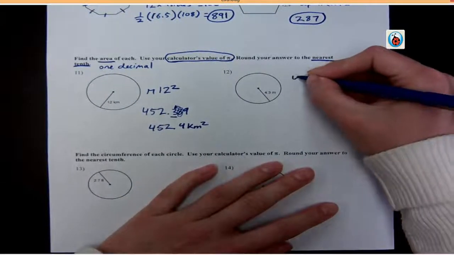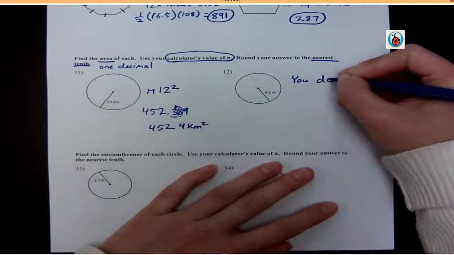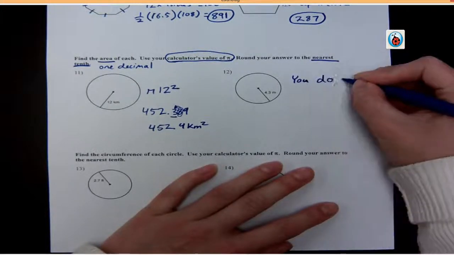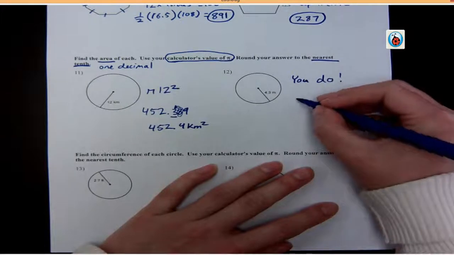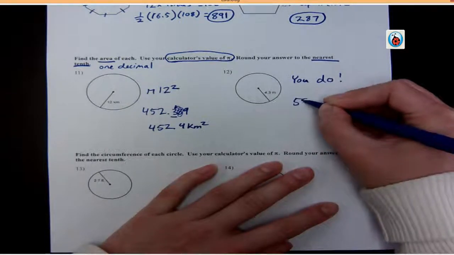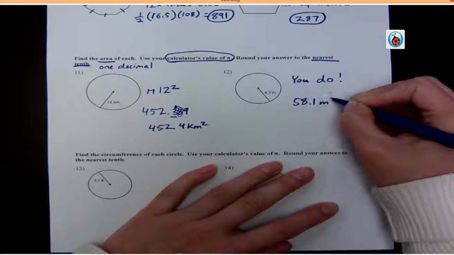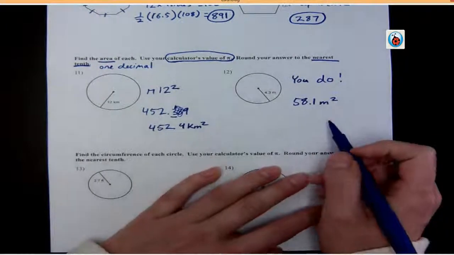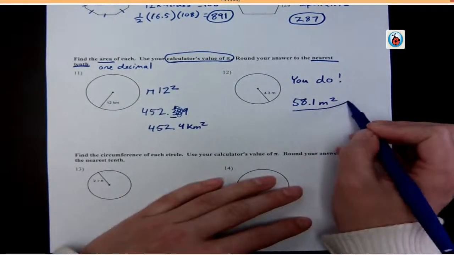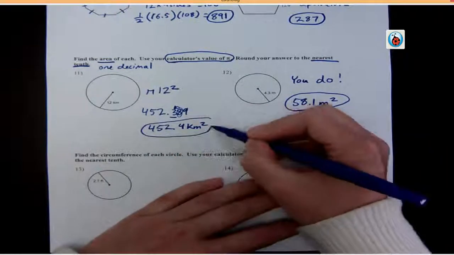All right, so again, this one, you do it in the calculator, you should get 58.1 meters squared. So if you do not get that, check and see what needs to be adjusted.